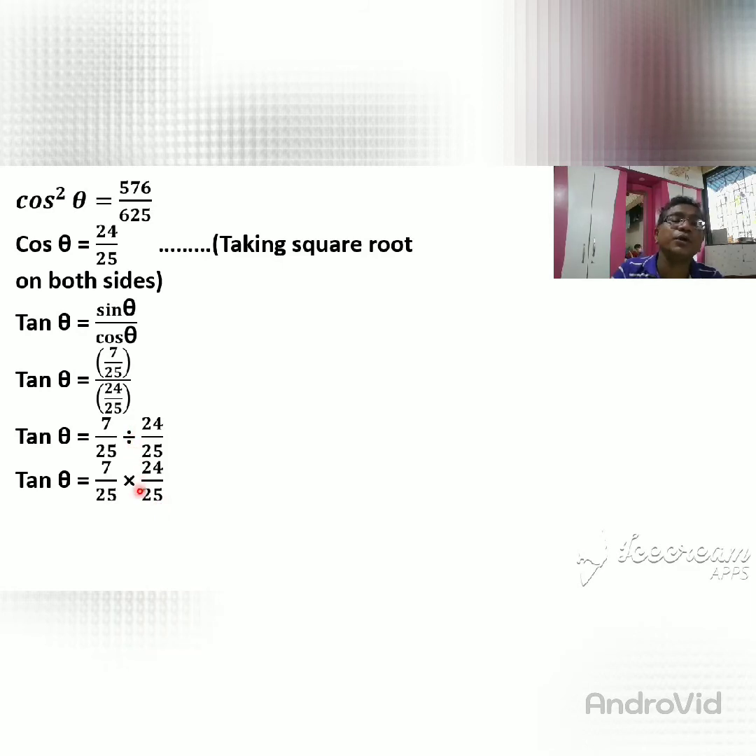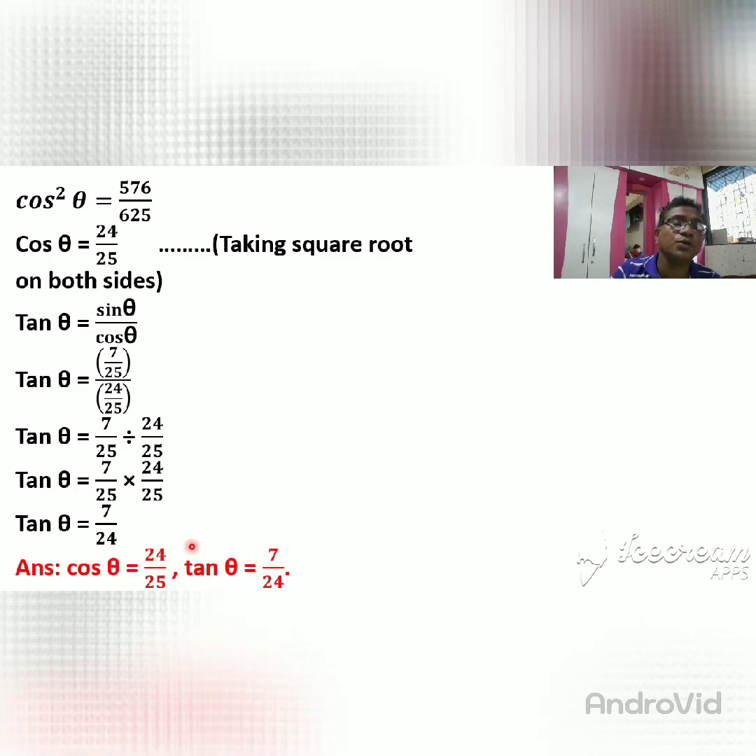When dividing we are doing multiplication, so the reciprocal I have already done here, but by some app error it remains as it is. You must understand, because you are all very clever students, so you can easily understand that the reciprocal of 24 upon 25 we write here is 25 upon 24. So 25 cancels, you get 7 upon 24. So tan theta is equal to 7 upon 24. I hope you understand how to find cos theta and how to find tan theta.